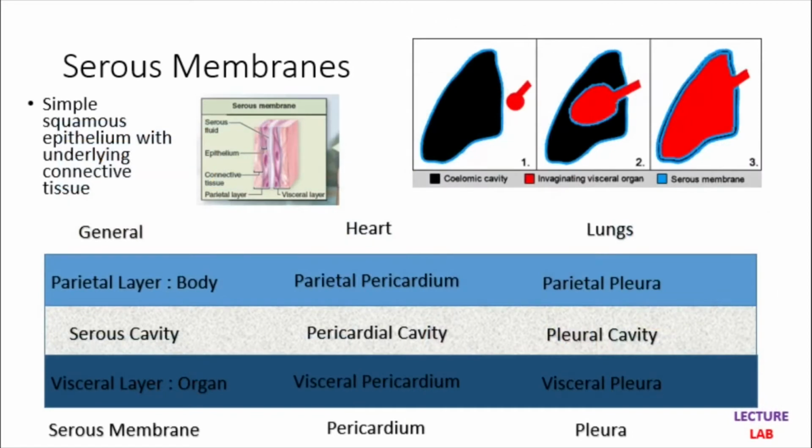Here we have a really flat cell, so this is epithelium here. So it's a simple squamous cell, and then the underlying connective tissue right there making the body membrane. There's two layers of that, so visceral layer, parietal layer, and then that serous cavity with serous fluid. So I should really write in here, this is also going to have serous fluid.